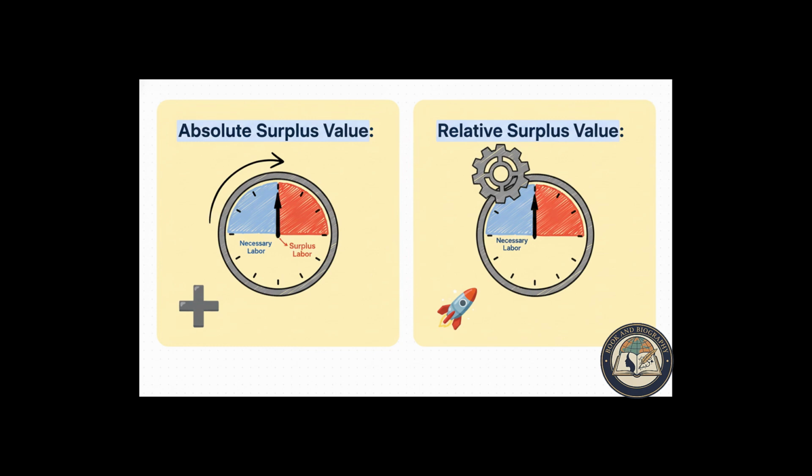The second strategy is called relative surplus value, and it's a bit more clever. This is about boosting productivity. If you bring in new machines, maybe the worker can produce the value of their wage in just 3 hours instead of 4. The workday is still 8 hours long, but now 5 of those hours are surplus labor instead of 4. The profit goes up.